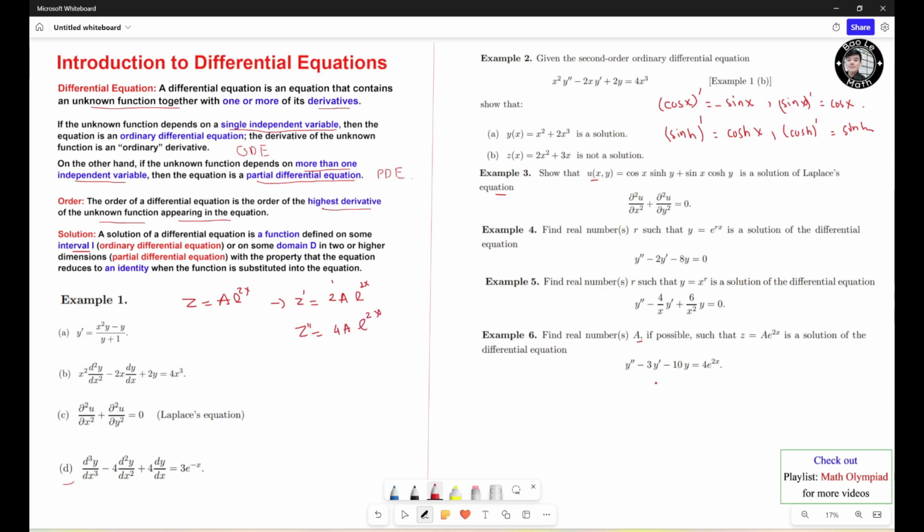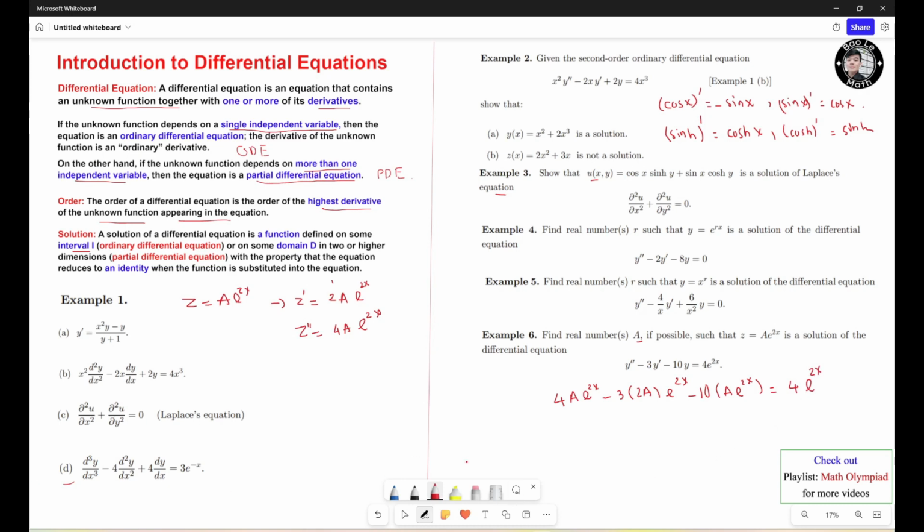Now you substitute into this equation, so we have 4a times e to the 2s minus 3 times y prime, it's going to be 2a times e to the 2s minus 10 times y, but y right here is a times e to the 2s, equal 4 times e to the 2s.